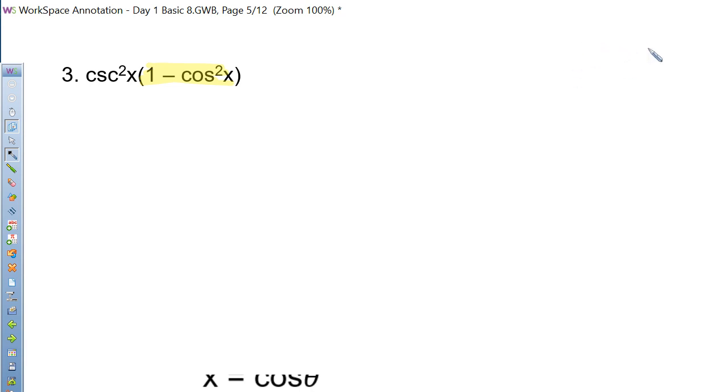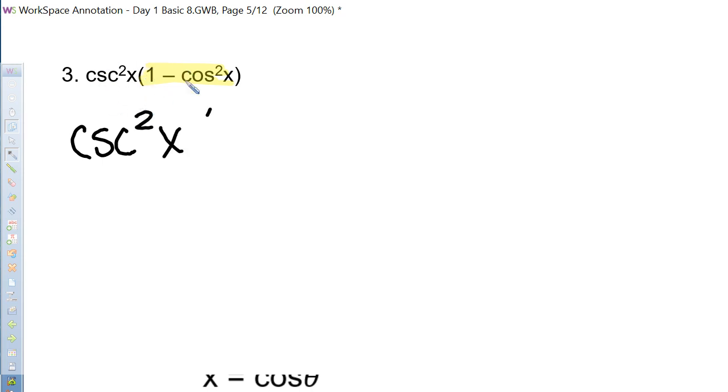Sine squared plus cosine squared equals 1. And in the parentheses, I have 1 minus cosine squared. So what would I have to do to that identity? If I want 1 minus cosine squared, what do I have to do to that equation? Subtract cosine squared from both sides. So that gives me sine squared equals 1 minus cosine squared. So I'm going to bring down the cosecant squared of x, and instead of 1 minus cosine squared, what could I replace that with? Sine squared of x.